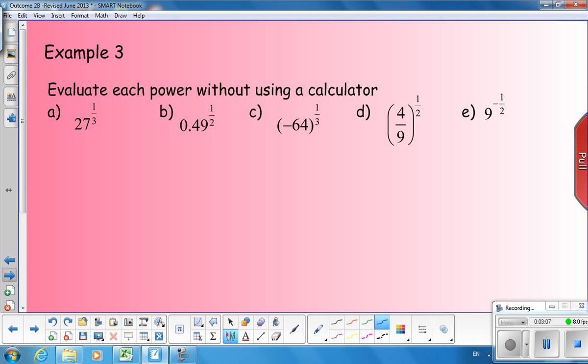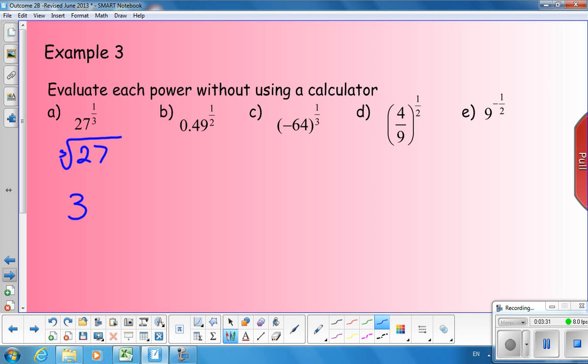Evaluate each power without using a calculator. So this time, we need to actually simplify those answers further. We already looked at 27 to the 1/3 is the same thing as the cube root of 27. We could prime factor 27, and you should find that the cube root of 27 is just 3. So we have an answer of 3.